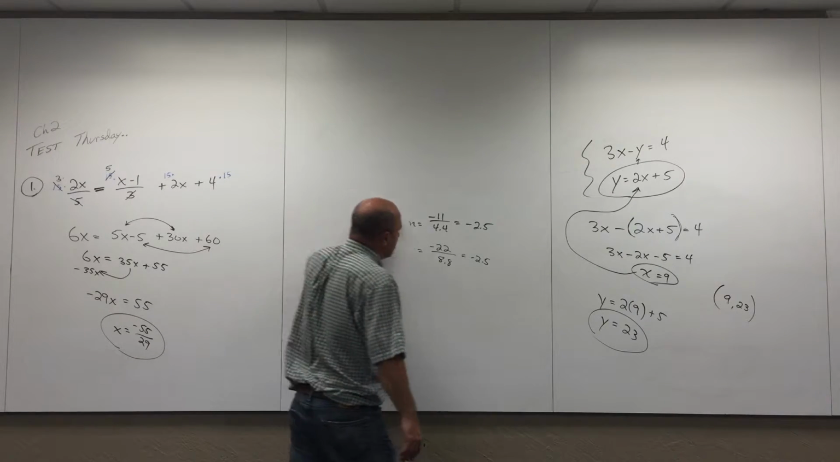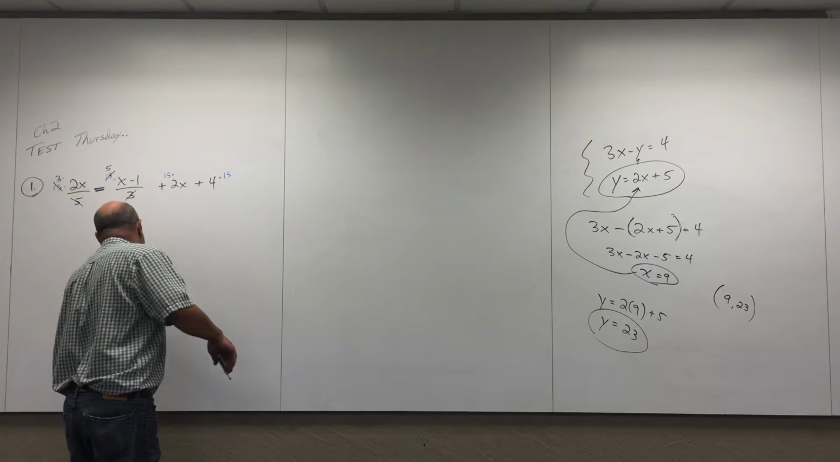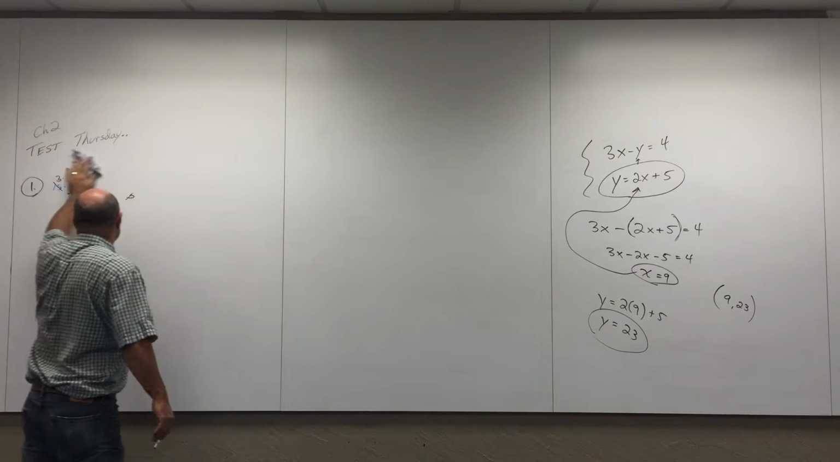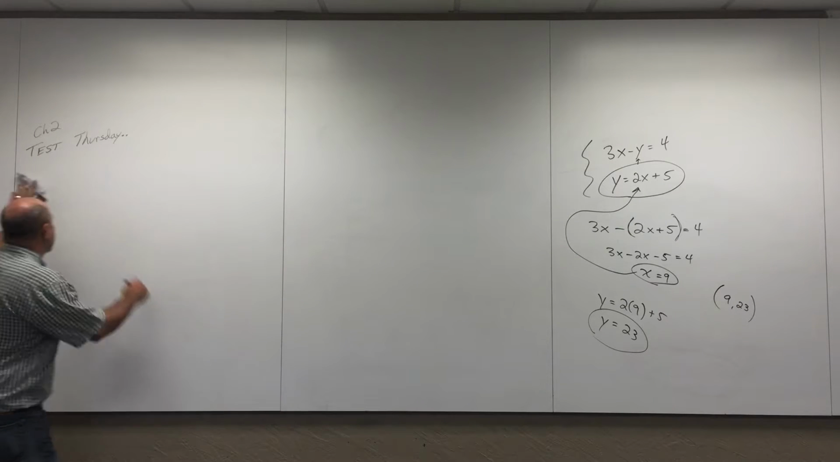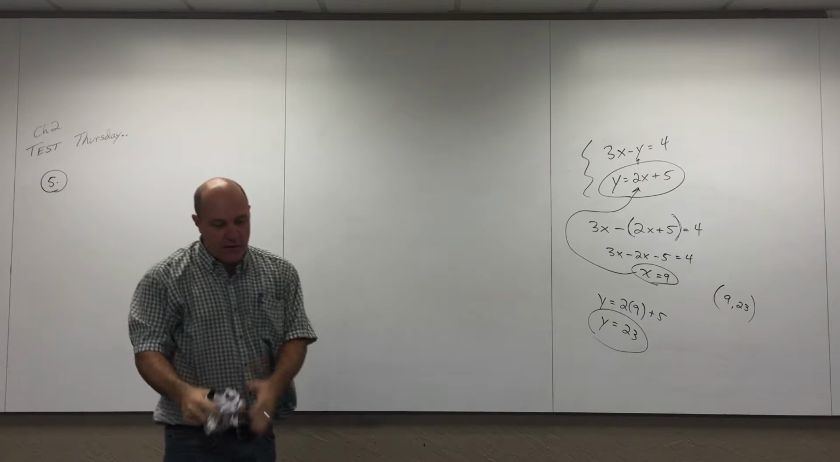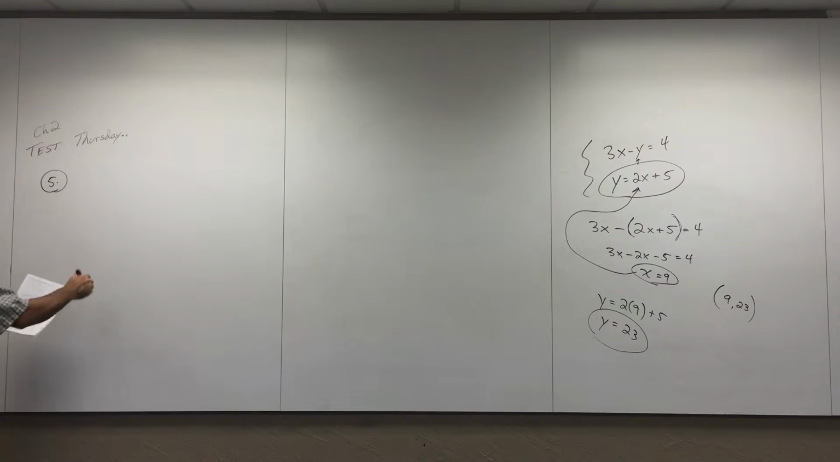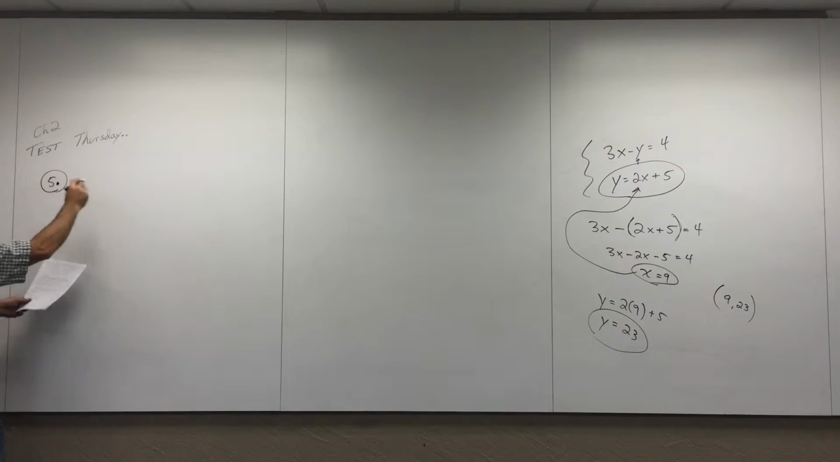Let's talk about this last one on the quiz. It's called number 5, and it's got a part A, B, C, D, and E to it. Let's just go over it, and then maybe we'll be done for the day. I think most of you guys did okay on this, but a lot of my classes didn't. So let's go over this.